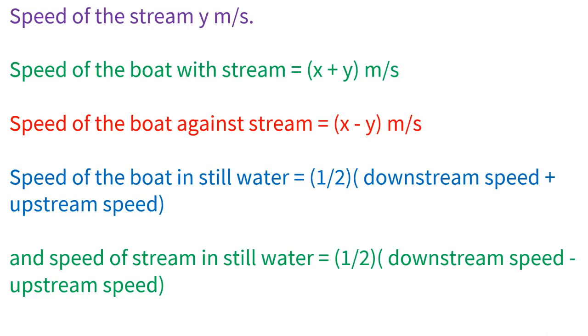Now speed of the boat or swimmer in still water is equal to half of downstream speed plus upstream speed. And speed of stream will be half of downstream speed minus upstream speed. So these are the formulas, just remember them, what is the meaning of these and how we are using them.